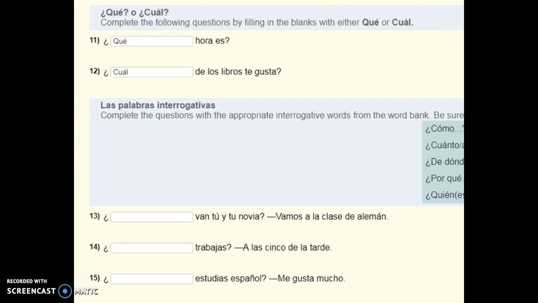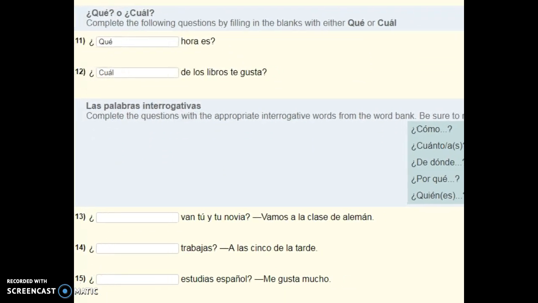And then the final section, we have a word bank. Sorry, you can't see the whole word bank with the size of my video screen, but here our first question is asking about people going somewhere, okay, to the German class. So the reasonable interrogative word there is a dónde, to where. Okay, to where are you going? If you're asking where something is, dónde would work, but since we're asking about people going to a place, vamos a la clase, we're going to use a dónde.